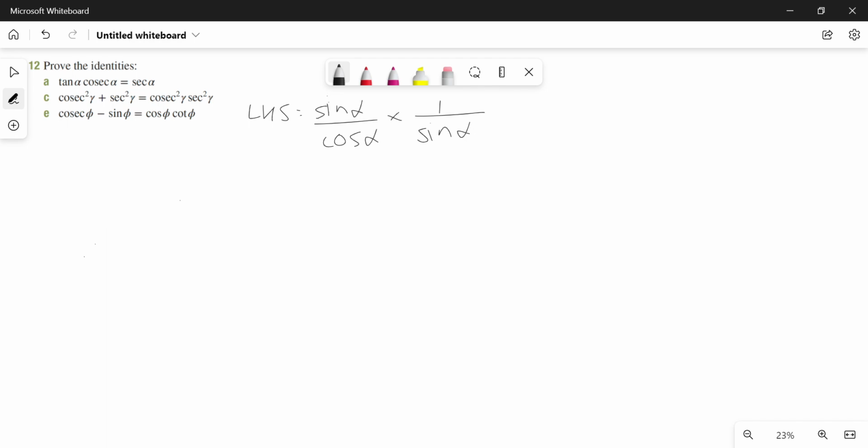Now if I do that, you can see quite clearly that these will cancel and I have 1 on cos alpha left, and 1 on cos is just sec alpha. So straight away we get the right hand side.